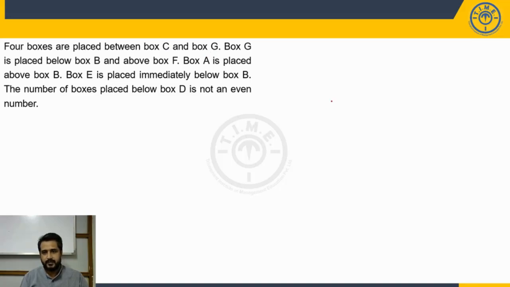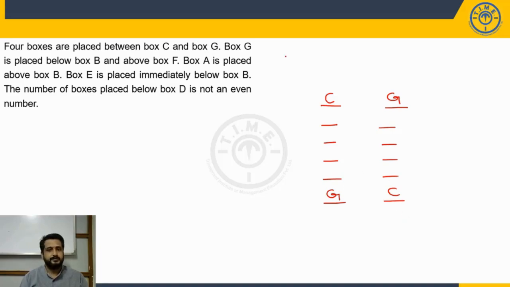Okay, let's see. C is there and 4 boxes, 1, 2, 3, 4, and G is there. That is one arrangement. Now the second arrangement: G is here, 4 boxes, 1, 2, 3, 4, and C is here. But actually we have a total of 7 boxes. So the one more box is maybe immediately above C or maybe immediately above G in this case. In the other case, maybe immediately above G or maybe immediately above C, that we don't know.